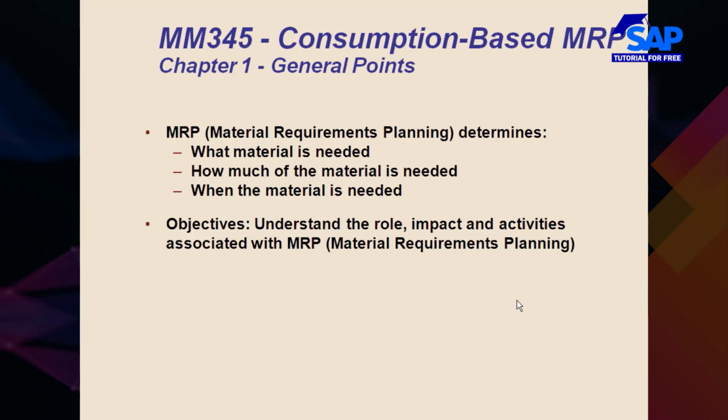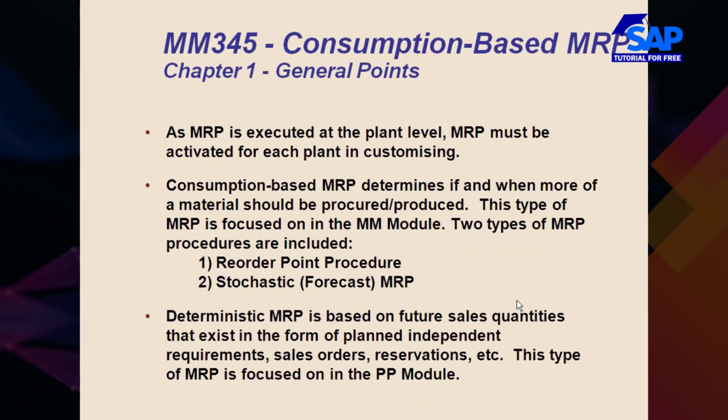So let's try to understand what consumption based planning or MRP is, how it works, what the elements involved are, what the input is, and what the output is. As you know, MRP stands for Material Requirement Planning. It determines what material is required, in what quantity, and when. That's the basic purpose, or the central task, of MRP: to determine which material is required, for how much quantity, and on which date.